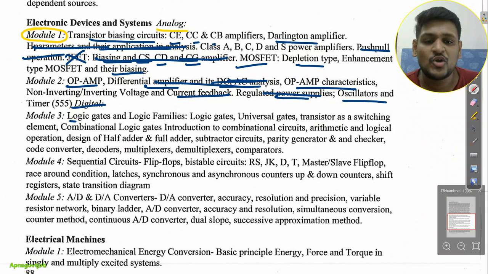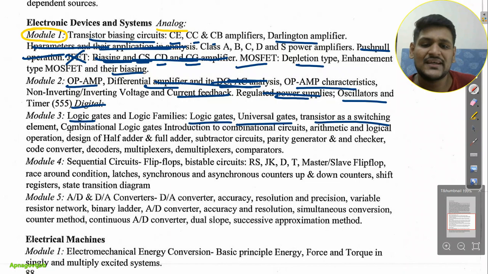Next module is your logic gates and logic families. So from analog we have transitioned to the digital part now, digital electronics. Definitely a sure shot question from logic gates, universal gates, okay, transistor as a switching element, just leave this. Combinational logic circuits are important, all the circuits, all the things you mentioned here till here, right?